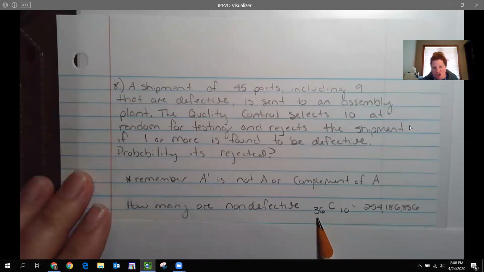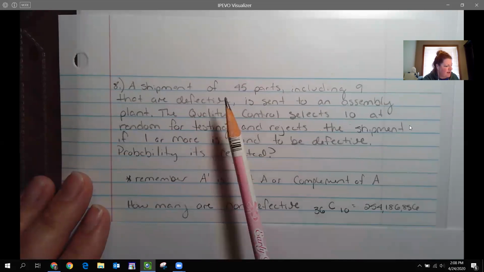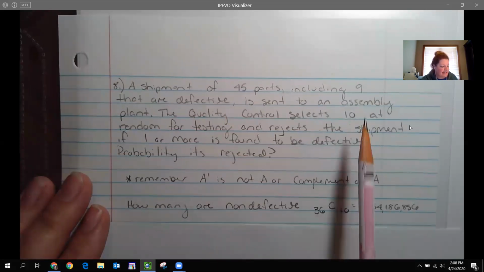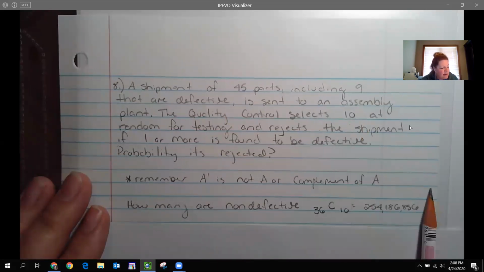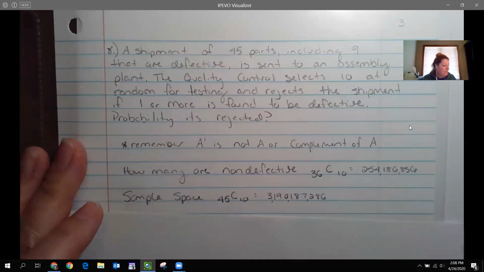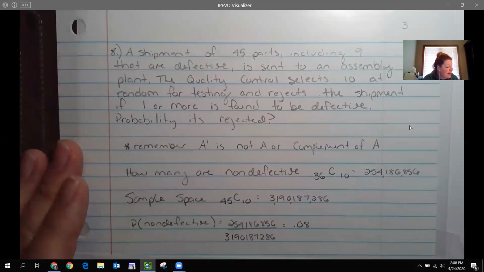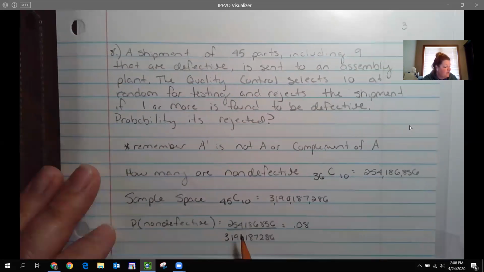And we would choose 10. Isn't that what we said is 10? Yeah, selects 10. So where did I get 36? 45 minus 9 is 36. This is how many ways for us to pick non-defective. The sample space would be picking 10 out of the 45. So we'll get those two numbers on our calculator, and the probability of non-defective is going to be this one over this one, which is 0.08.